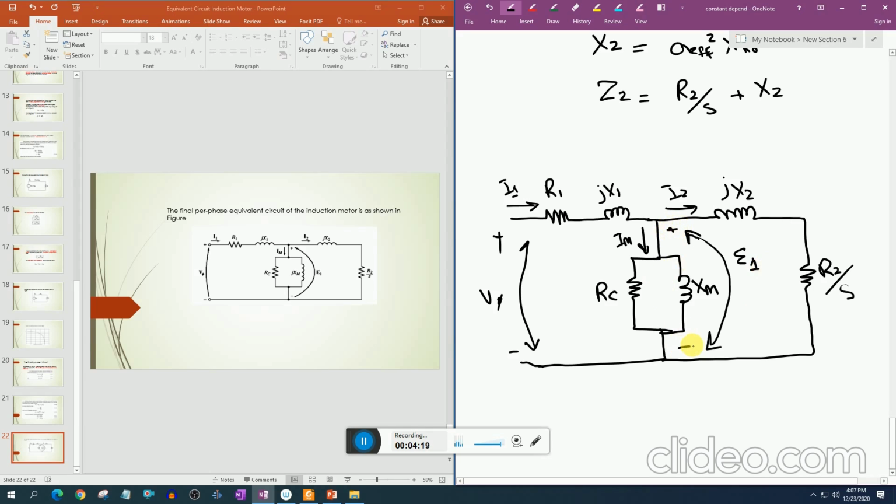So this is the final equivalent circuit of an induction motor, which looks approximately the same as the equivalent circuit of a transformer referred towards the primary side. The only difference between the induction motor equivalent circuit and the transformer equivalent circuit is this. In the transformer equivalent circuit, the value here is R_2 and it is independent of slip, but in the equivalent circuit of the induction motor, the resistance value depends on slip and its value will change. So this is the equivalent circuit of an induction motor. Okay, thanks.